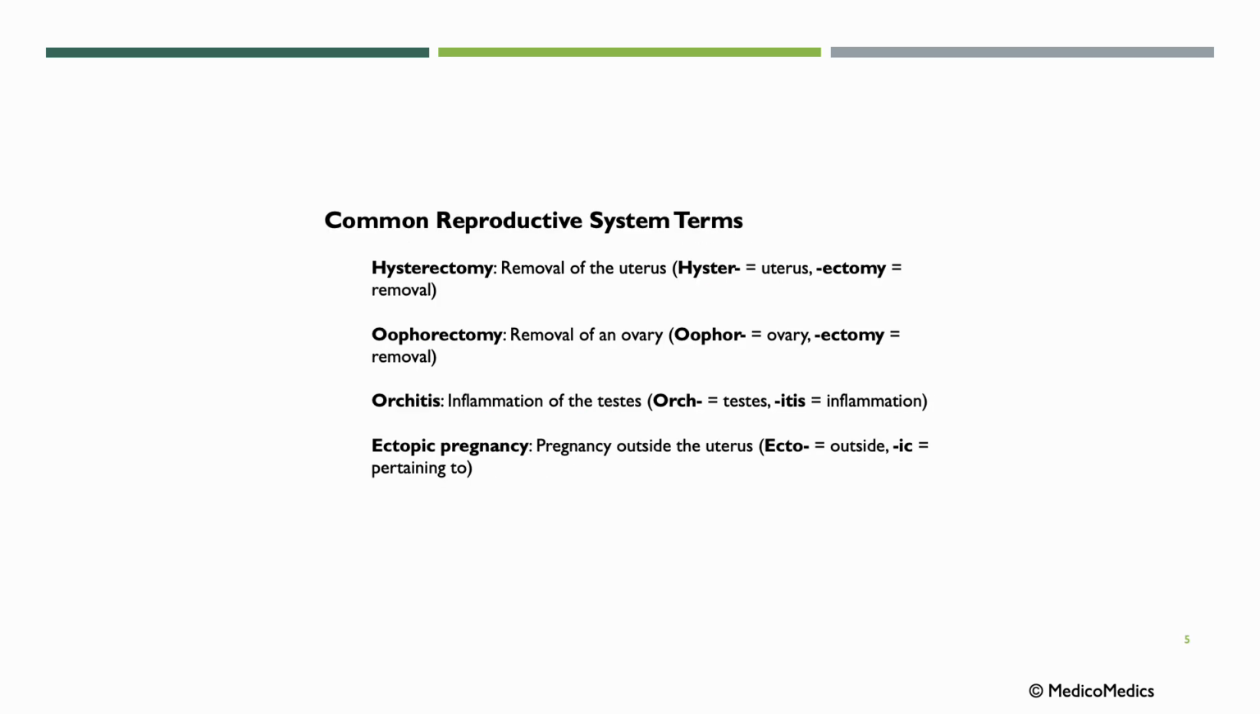Some common reproductive system terms then. Hysterectomy, meaning the removal of the uterus. So hyster means uterus, ectomy was removal. So hysterectomy. Oophorectomy, removal of an ovary. Oophor meaning ovary, ectomy, removal.